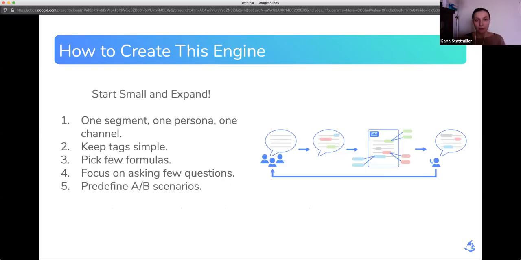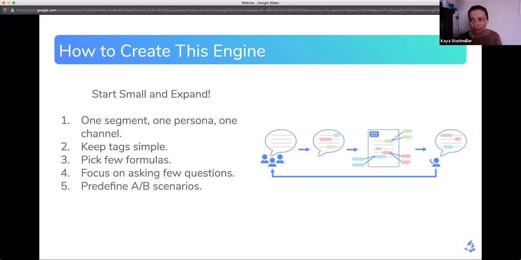So where to start building that? Start small and then expand. Start with one market segment, one persona, and gather conversations from one channel. As I said, in the US, calls are the top priority, but in your case, maybe it's email or maybe it's customer chat or both. But focus on one and then add another.